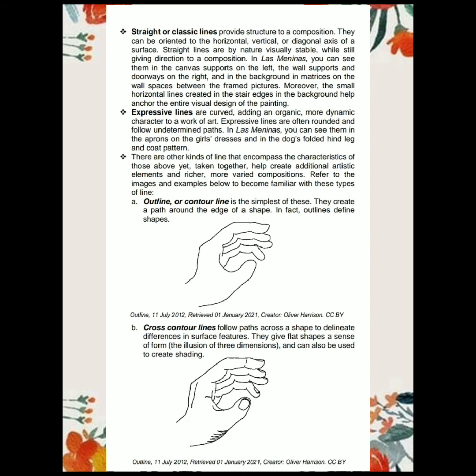Cross contour lines follow paths across the shape to delineate differences in the surface feature. They give flat shapes a sense of form, the illusion of three dimensions, and can also be used to create shading. They are the lines that reflect the movement of your eye around what you see. Just think of a topographical map. The lines move across the terrain. Cross contour lines do the same thing.